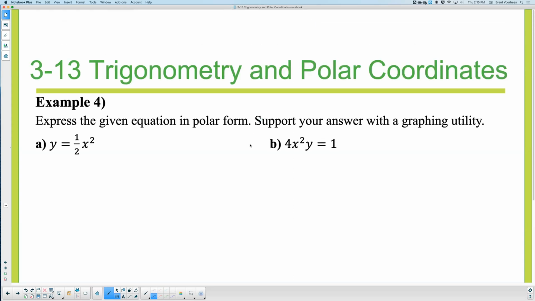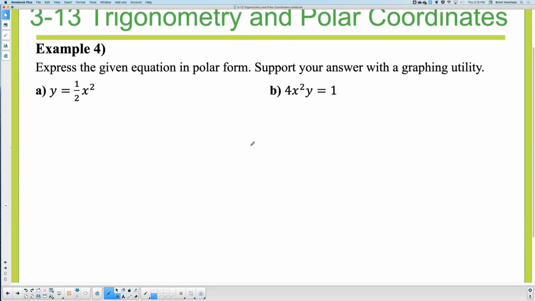Okay, example 4. Now we're going to start converting equations. Honestly, it's the same 4 formulas we've been working on, nothing different, except we're now going to deal with equations. So if I'm going to switch from one equation to the other, you just need to remember all 4 formulas. I'll write them up at the top. What was it that x was equal to? R cos theta. Make sure, if you need to rewrite these, go ahead.